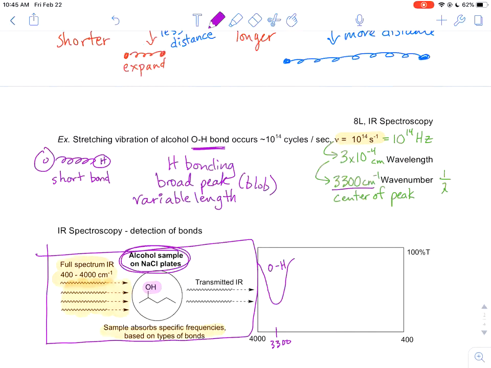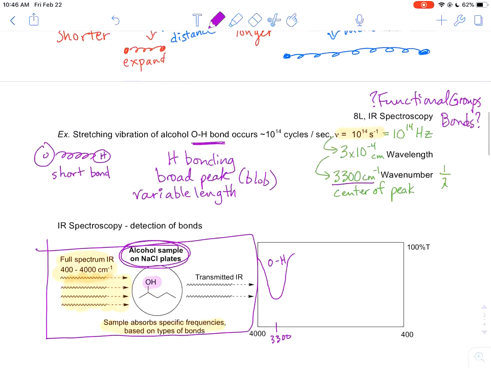So this is the main thing: IR spectroscopy tells us what functional groups, and if not maybe the specific functional groups, at least it'll tell us the type of bonds that are in the molecule, and that's very important. All right, so that's one.